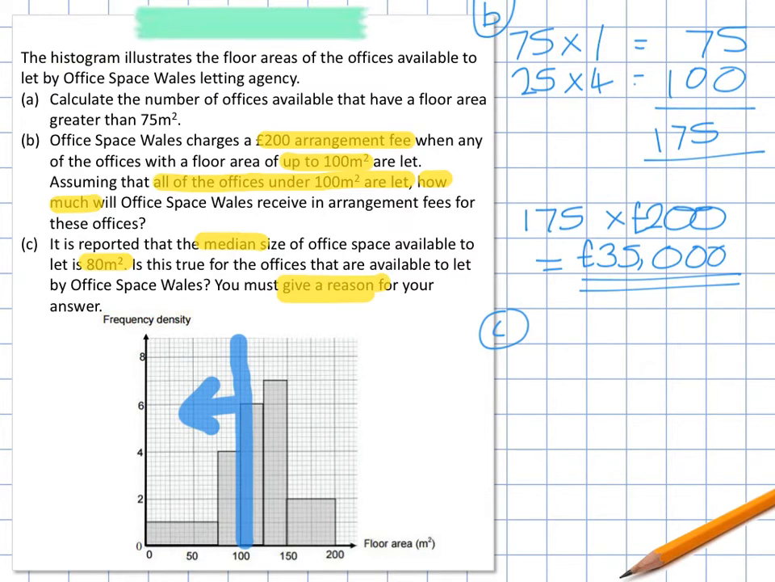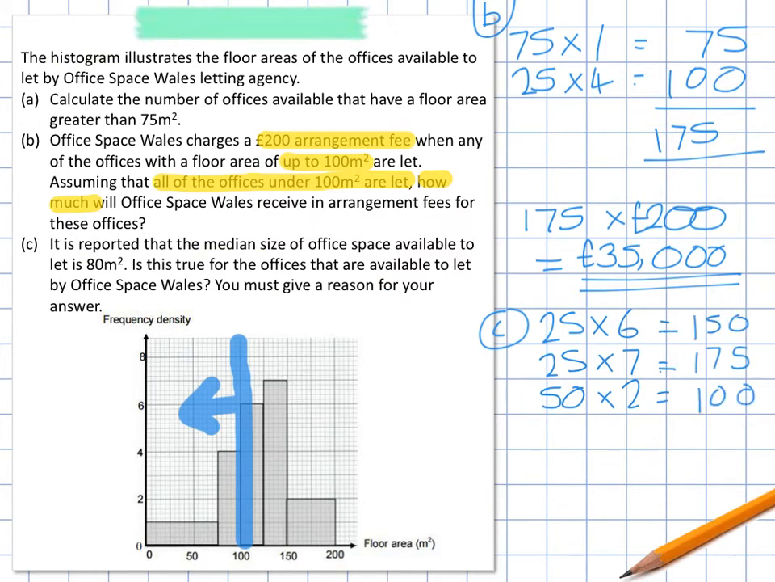So we've just worked out that up to 100 there are 175, so we could just add on the rest of them, so 25 times 6. And then the next box is 25 times 7. And the last box is 50 times by 2. Obviously you could use your calculations from the previous part to do this. And then we could add on the 175 that we've just found as well. So in total we're going to have 600 offices. So the middle offices are going to be around the 300th office.